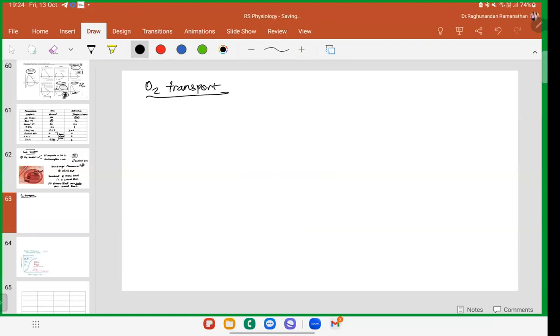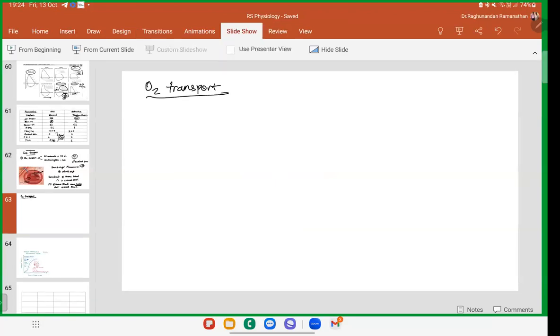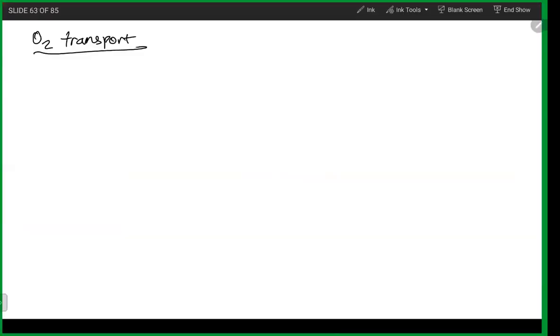Only 4 or 5 pages are left. So what is oxygen transport? Here, you need to understand certain terminologies. You need to write down those terminologies. I want you all to write down those terminologies.